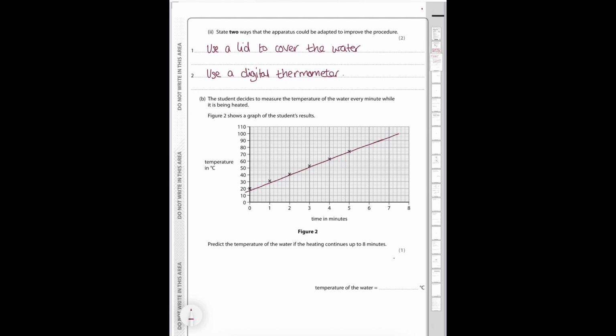In part B, we are told that the student decides to measure the temperature of the water every minute while it is being heated. Figure 2 shows a graph of the student's results. We have the time in minutes and the temperature in degrees Celsius, shown in the graph. Predict the temperature of the water if the heating continues up to 8 minutes. When we go up to 8 minutes, we can see that the temperature has already reached 100 degrees Celsius, and water boils at 100 degrees Celsius, so it's not going to go above that at 8 minutes.